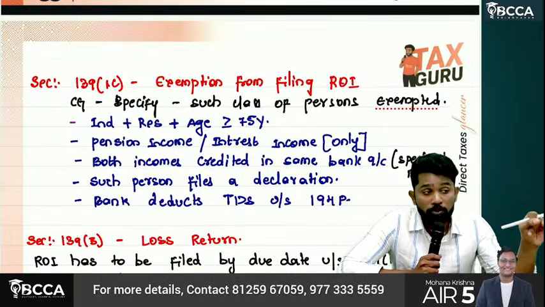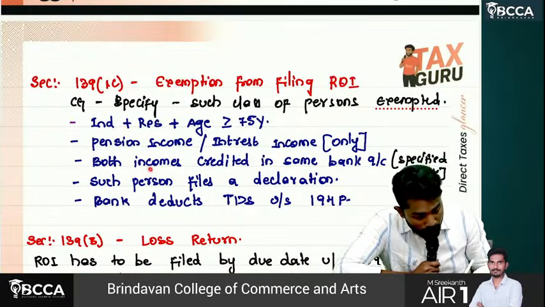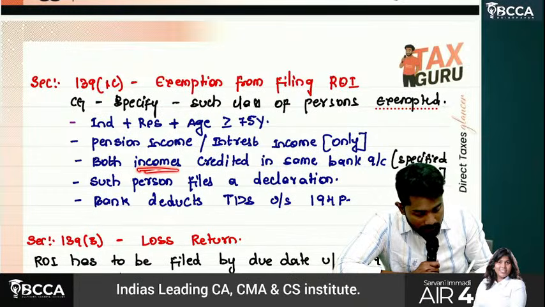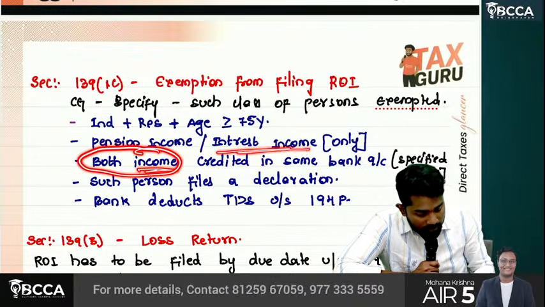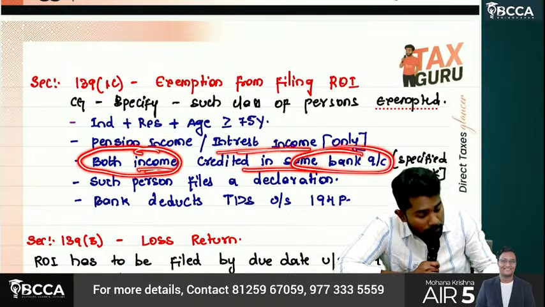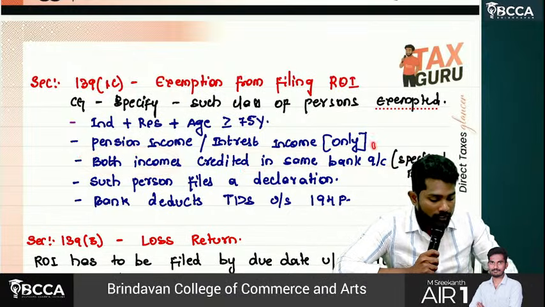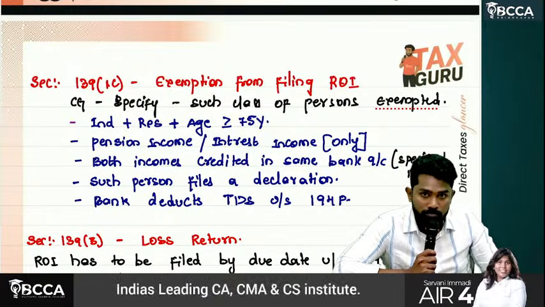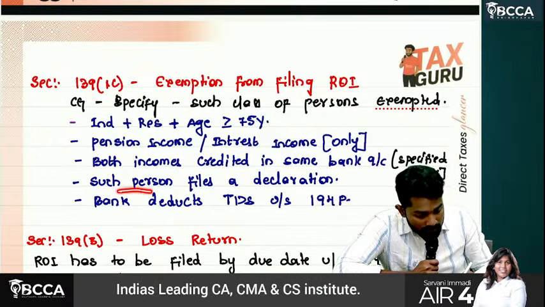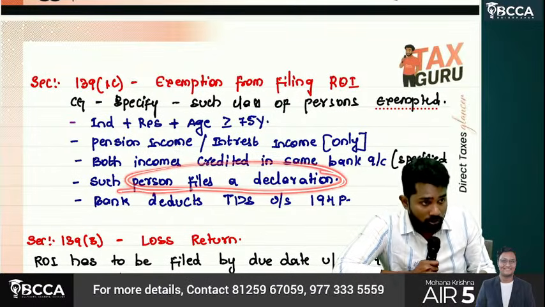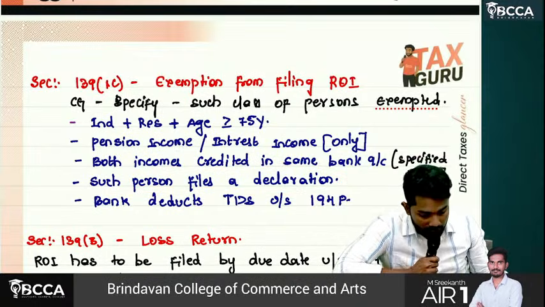Okay, and they should be what? Resident also. Sir, look at the other conditions. Both these pension income and interest income are credited in the same bank account. Same bank account, and that also a scheduled bank, not any bank. Then such a person files a declaration also that I am not going to file a return of income.